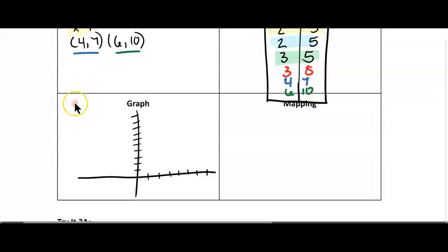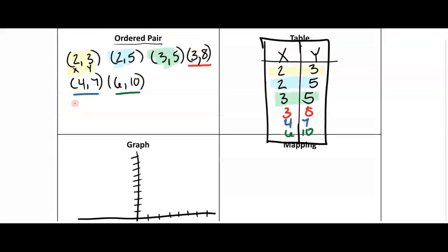So my first point is (2, 3). That means over 2, or right 2, up 3. Right 2, up 3, so right here. This is my point (2, 3). Right? Then we have this point (2, 5). That means right 2, up 5. So right 2, up 1, 2, 3, 4, 5. Here's our (2, 5) point.